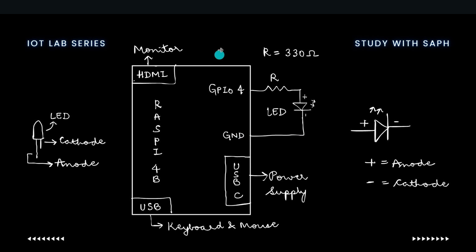The other connections are required for opening the Raspberry Pi OS, typing in the code and executing it. So we have the power supply given through the C port on the Raspberry Pi. The micro HDMI port of the Raspberry Pi 4B is used to connect to the monitor screen, and the USB ports are used to connect the keyboard and mouse.